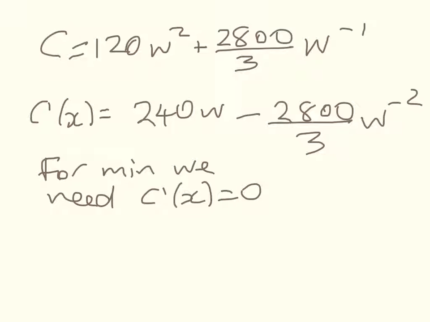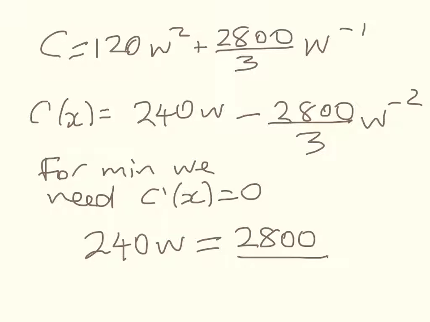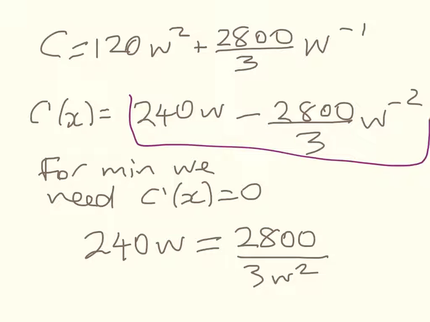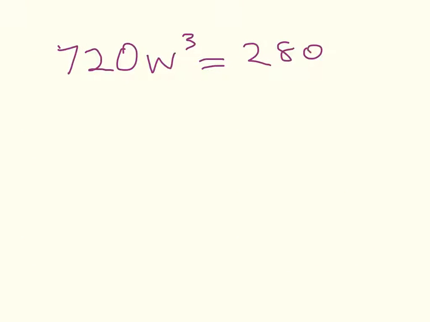So we're solving 240W equals 2800 over 3W squared. Right, so I'm setting that expression equal to 0. Okay. Now multiplying both sides through by 3W squared, I get 720W cubed equals 2800.